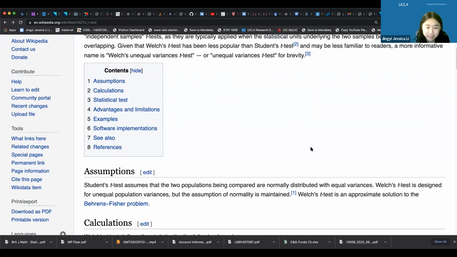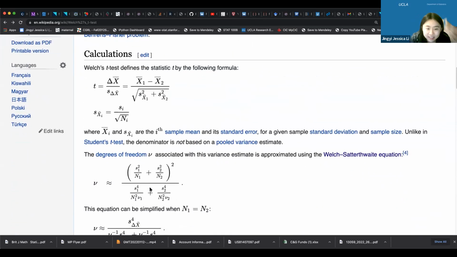All right, this is the wiki page for the Welch's test. Let's scroll down. This is the degree of freedom for the t distribution. Basically, they call it S1 squared, we call it Sx squared. They call S2 squared, we call Sy squared. And their N1 is our m, their N2 is our n. And this S1 fourth is just the square of S1 squared. So you see, that's the formula for approximating the degree of freedom in the t distribution for this Welch's t-test.